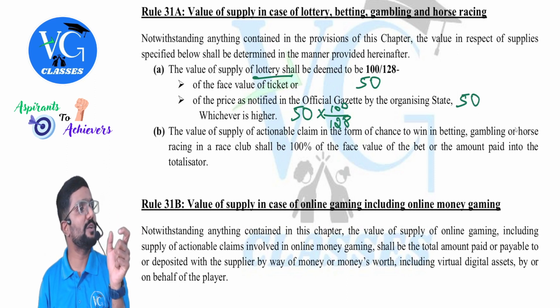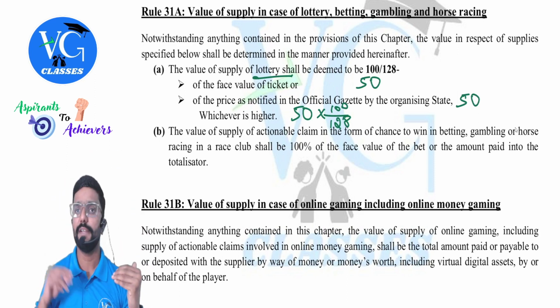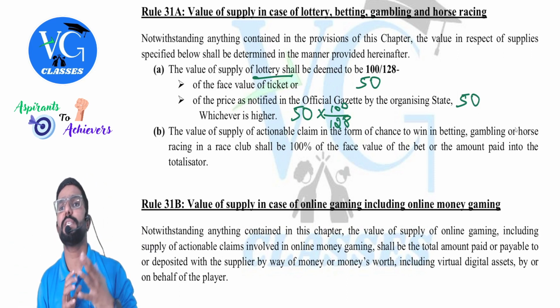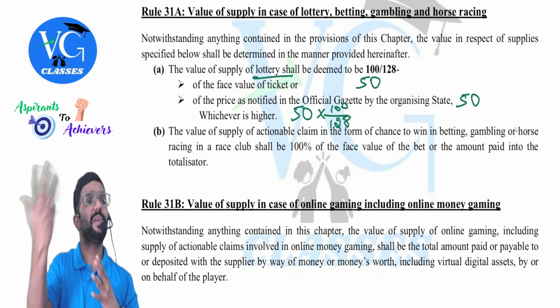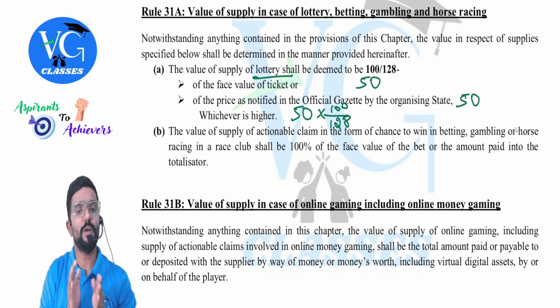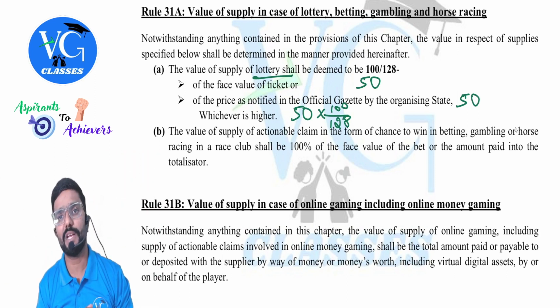So how do we calculate the value component? 50 rupees divided by 128 into 100. What do you get? Value. On that, GST has to be paid, which would have already been paid because 50 is including what? GST. So I want to find out, in 50, how much is value? How much is GST? Can I do the cross calculation?